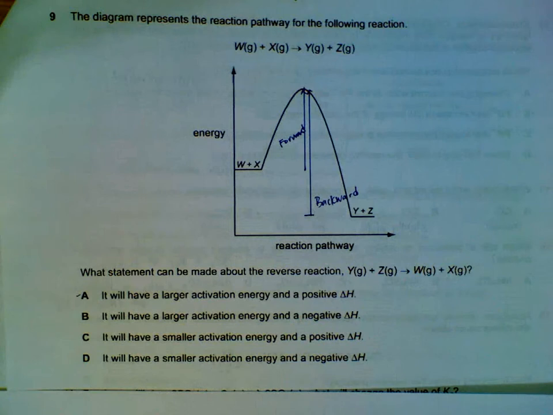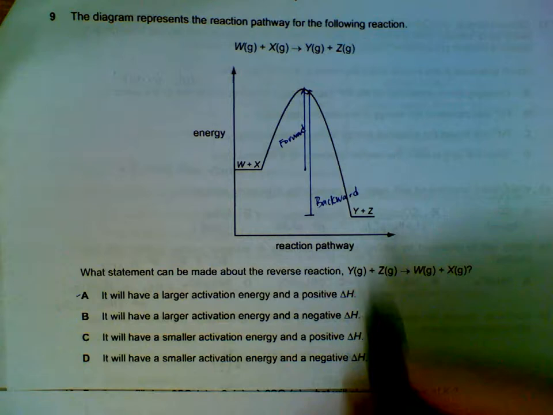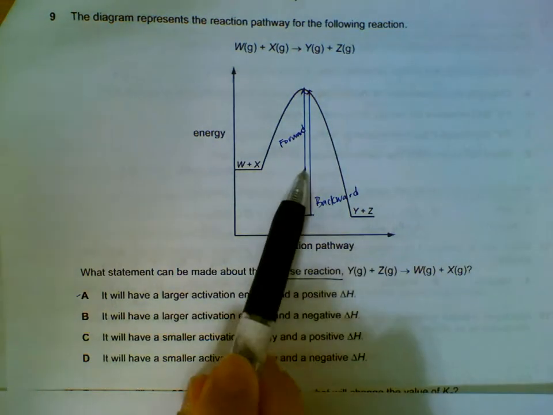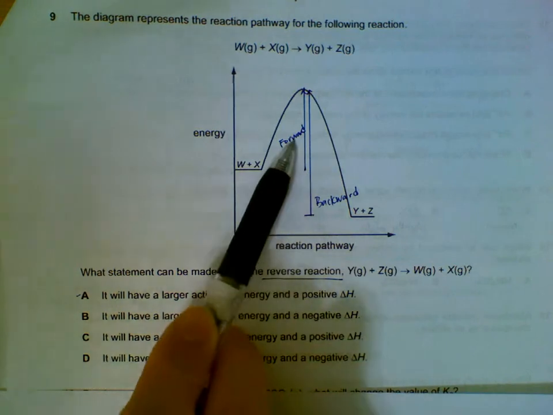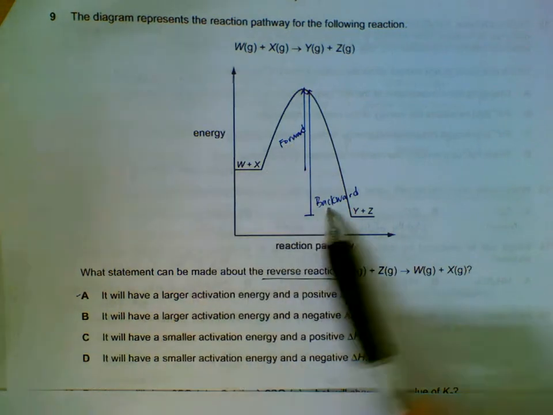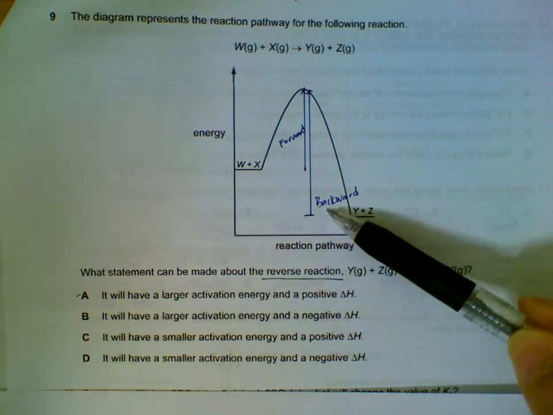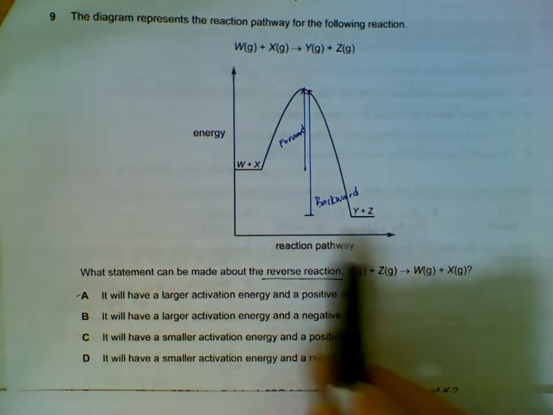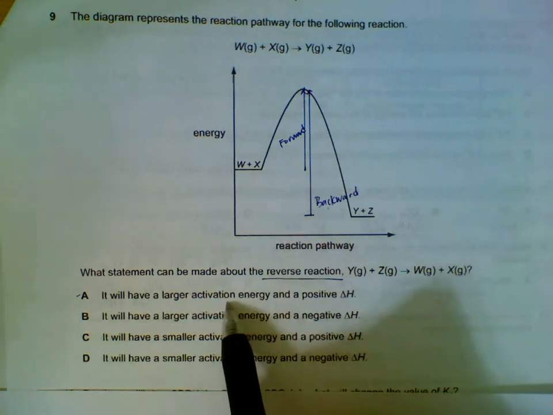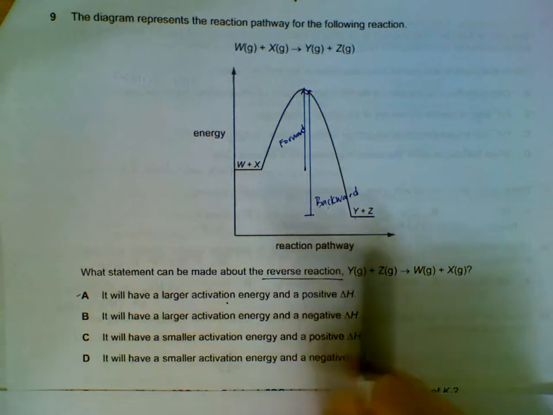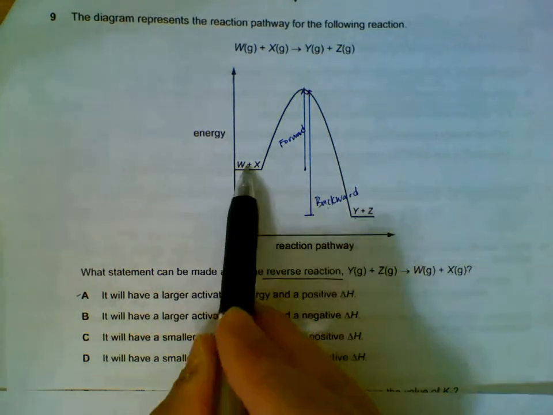Number 9, we have a reaction pathway. What can be made about the reverse reaction? This is the enthalpy or the activation energy of the forward reaction. The one on the right is the enthalpy or activation energy for the backward reaction. We can see that the backward reaction has a larger activation energy. The backward reaction is also endothermic, okay, because your starting point is lower than your ending point.